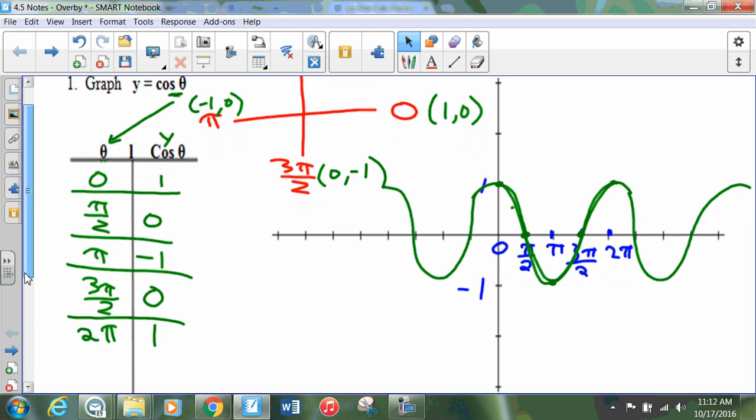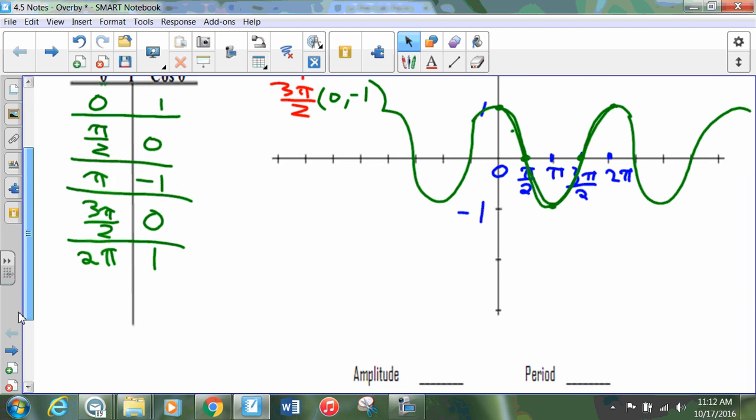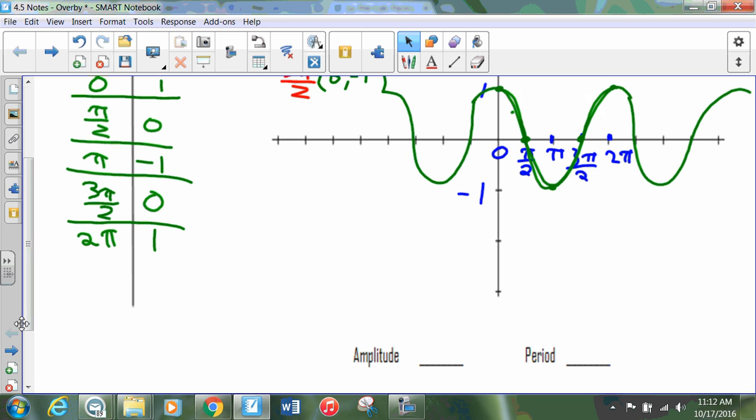I forgot to answer the amplitude and the period here. So we look for the middle of the graph, and the amplitude is 1 away from the middle, and 1 away, both max and min. So the amplitude is 1 and the period is 2 pi.